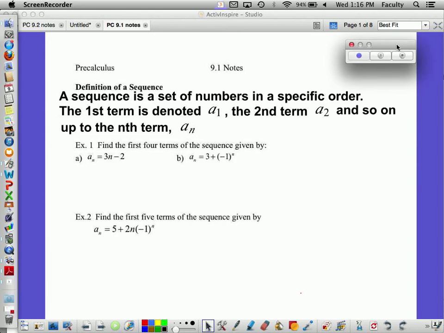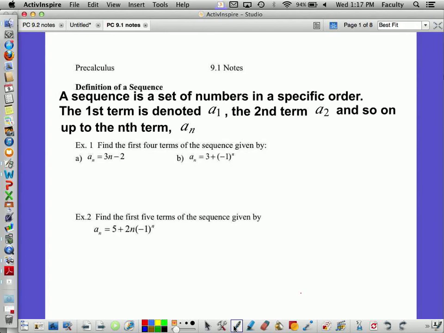So, 9.1, please. A sequence is a set of numbers in a specific order. The first term is denoted a sub 1. The second term denoted a sub 2, and so on until you get to the nth term, a sub n. So this is actually very, very simple. If I want to find the first four terms of the sequence, a sub n equals 3n minus 2.